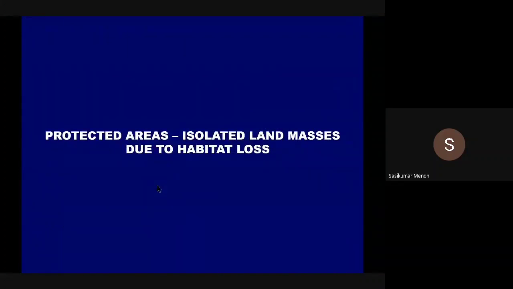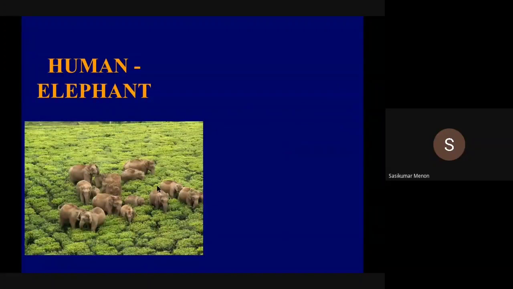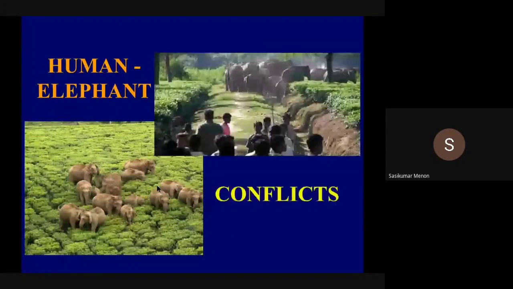Now, what has happened to protected areas? That's again one of the reasons for our habitat loss: the protected areas have become isolated. One best example is the Indian elephant. Our elephant populations are so isolated, there is a lot of human conflict because the elephant corridors are gone. Their natural path of migration is now all interspersed with villages and towns.